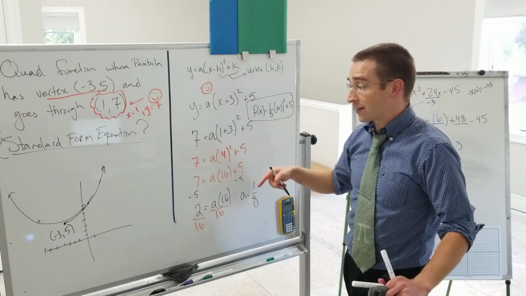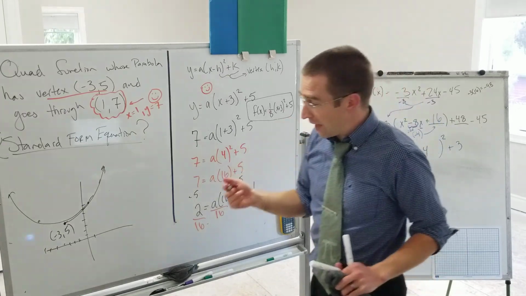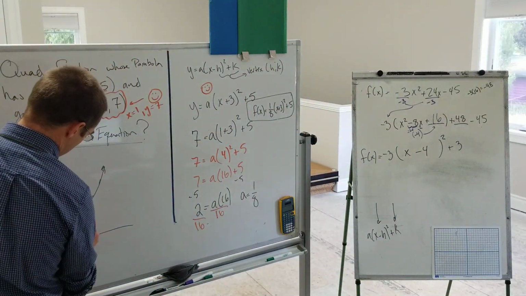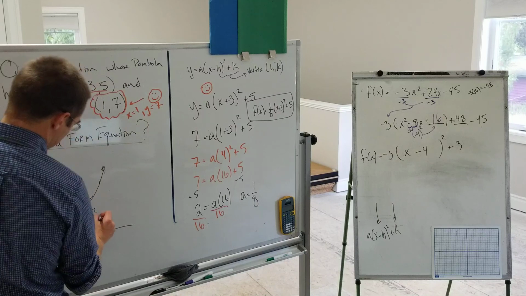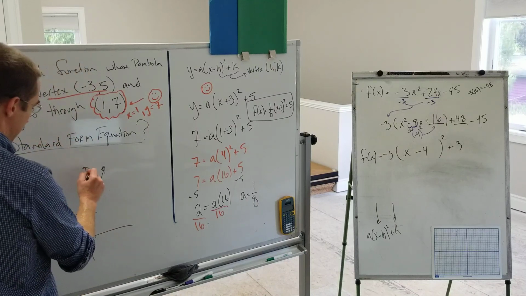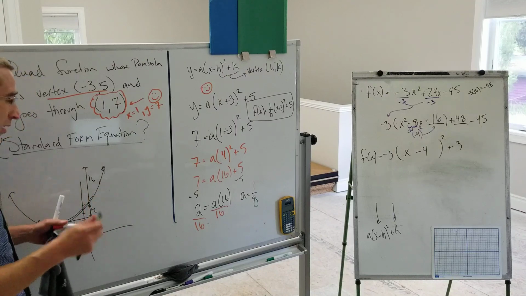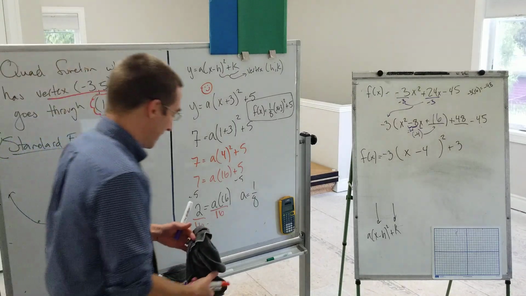You can always go back to the graph and ask, hey, does it make sense? Well, yeah. If I go 4 to the right and I only go up 2, normally I go up 16 for a regular quadratic. So 1/8 of 16, yeah, that's 2. Cool, got it, and that's it.